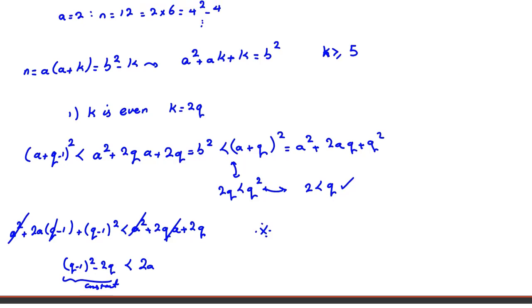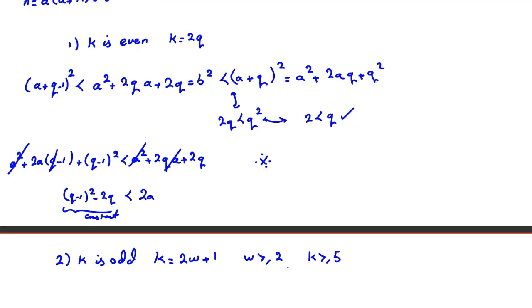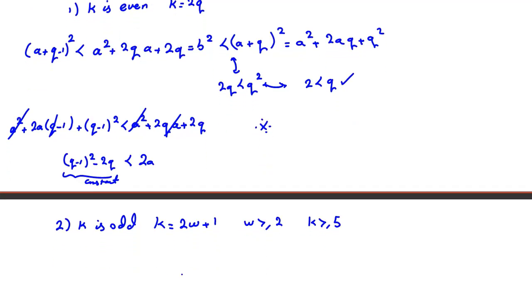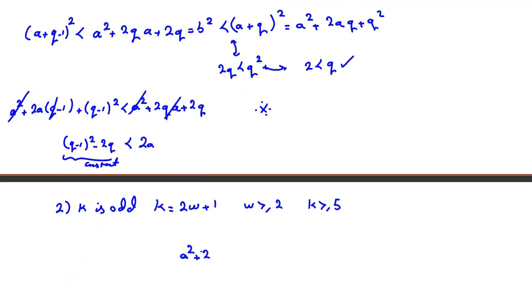Now let's consider case 2, in which k is odd. And we know that k is 2q plus 1. Let's consider, for example, 2w plus 1 to not make a mistake with the previous one. And w is at least 2 because k is at least 5. We've checked 1 to 4. And then again, a squared plus ak plus k, which is a squared plus (2w plus 1) times a plus 2w plus 1. Now here it is less than what, greater than what?